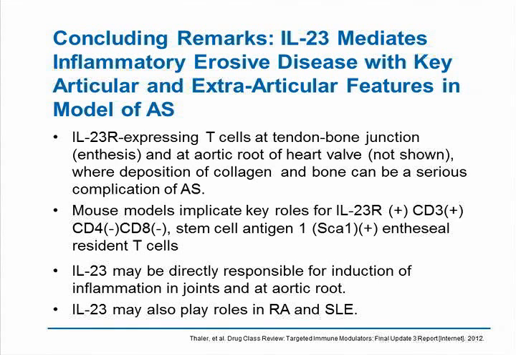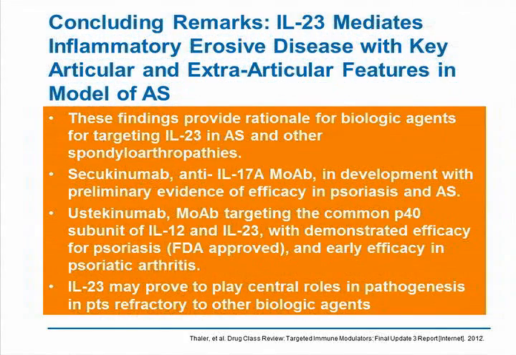And also we're beginning to wonder whether or not there may be parallel pathways involved in rheumatoid arthritis and lupus, and that's shortly to be examined. And together these findings provide a rationale for biologic agents that will target IL-23 in ankylosing spondylitis as well as other spondyloarthropathies. And just to give a concrete example, of course, there's already been extensive clinical examination of secukinumab, which is an antibody specific for IL-17A. And interestingly enough, that actually has been shown to provide, in preliminary studies, some efficacy in psoriasis and ankylosing spondylitis.